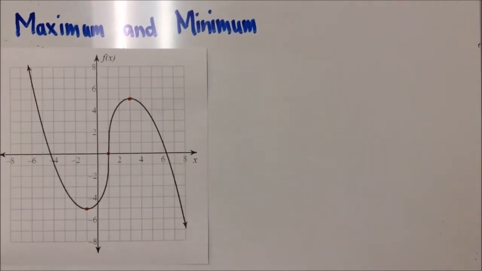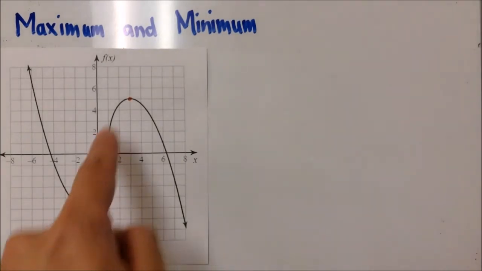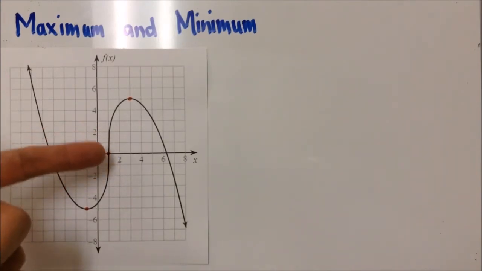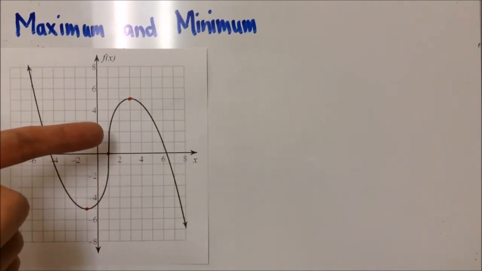Take a look at this graph for the second example. Alright, in this graph, there were 3 points marked. The minimum, the maximum, and here is the point of inflection. Now, keep in mind that point of inflection is a vertical or horizontal line. So here we can see it's a vertical line.